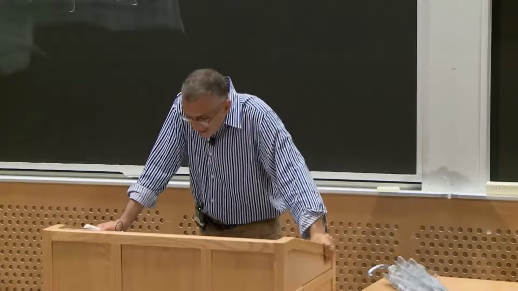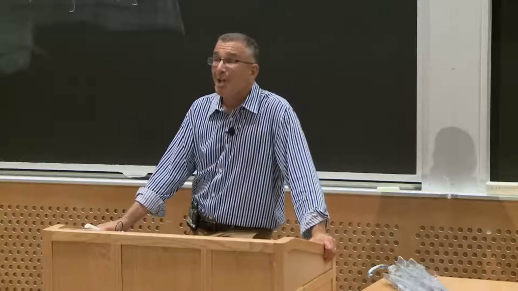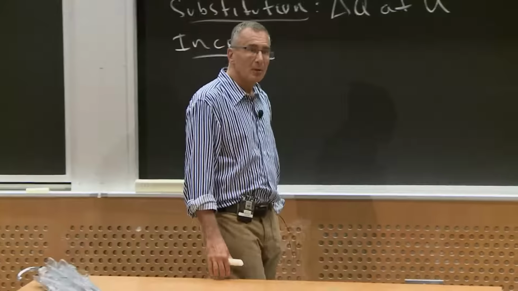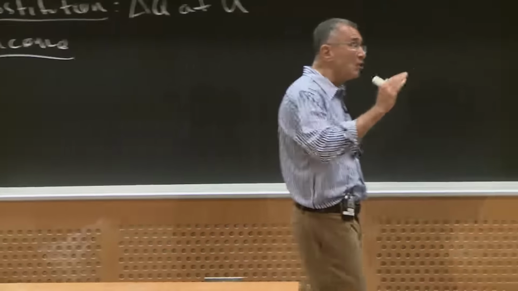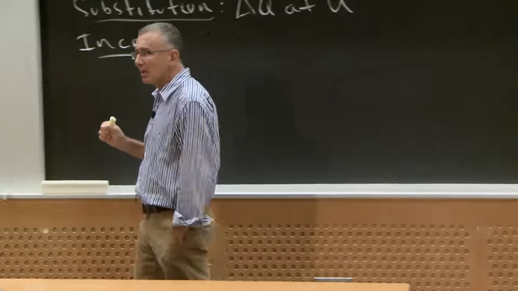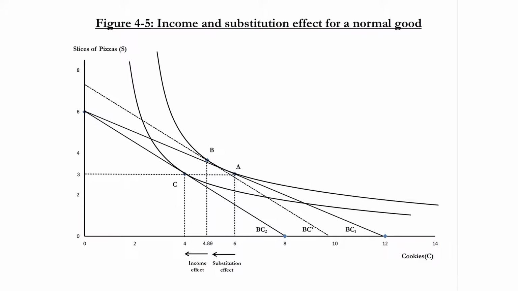And we're showing you that even with utility constant, you would want fewer cookies. Why would you want fewer cookies? You'd move from 6 cookies to 4.89 cookies. Why? Because cookies have gotten more expensive relative to pizza. That's the pure substitution effect. It doesn't matter if you're richer or poorer. It's just that cookies have gotten more expensive, so you want fewer of them. It's easy to understand, so we go directly to the second effect.